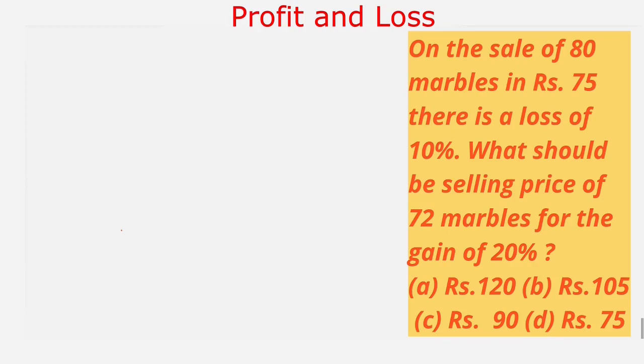Let the cost price be 100, CP equal to 100. Then earlier there was a loss of 10%, so the amount becomes 90, 100 minus 10 is 90. And later there is a profit of 20%, then the amount becomes 100 plus 20 is 120. This is the ratio of amount. This is equal to 90 upon 120, which is 3 upon 4 or 3:4.